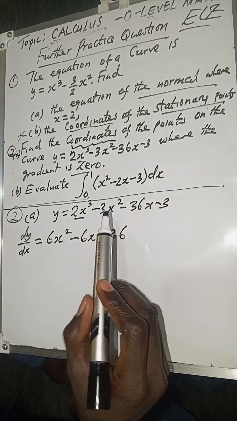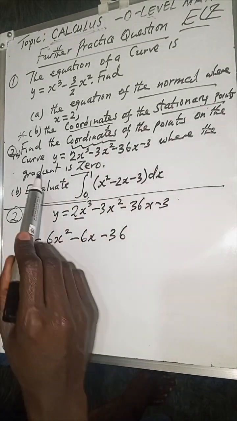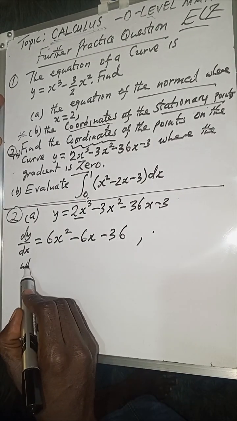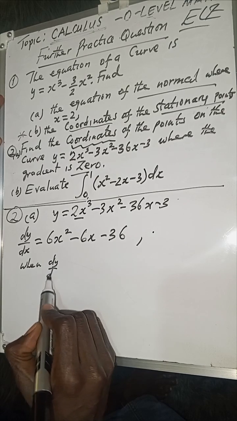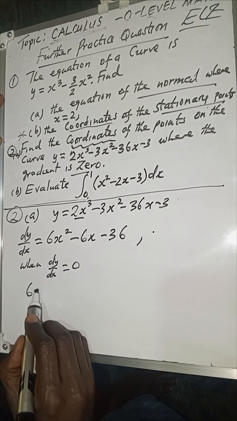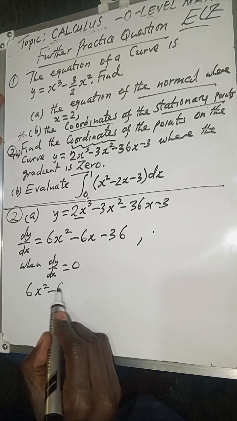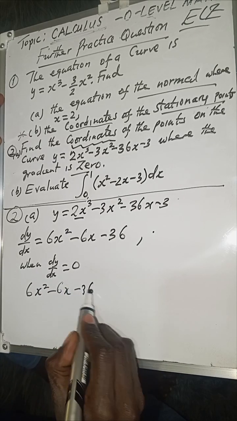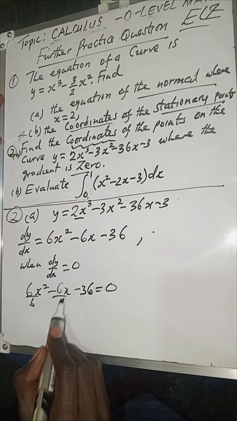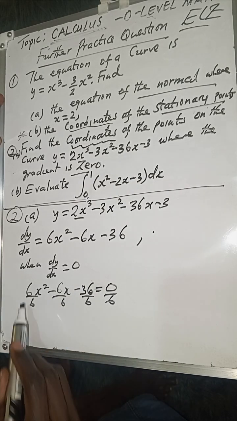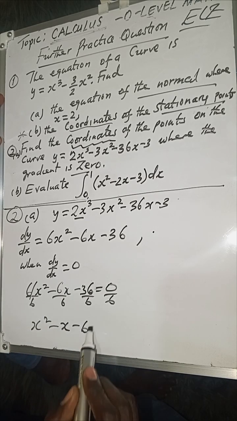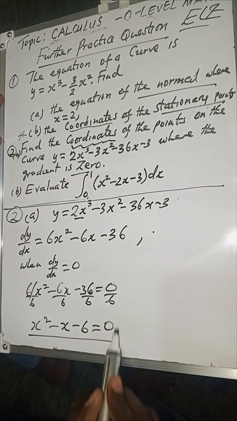Now, since they are telling us to find the coordinates on the curve where the gradient is 0, it simply means when dy/dx is equal to 0. So we equate the whole of these to 0. So it will be 6x^2 - 6x - 36 = 0. We can reduce the expression by dividing throughout by 6. So therefore it will be x^2 - x - 6 = 0. So it has now reduced to this one.